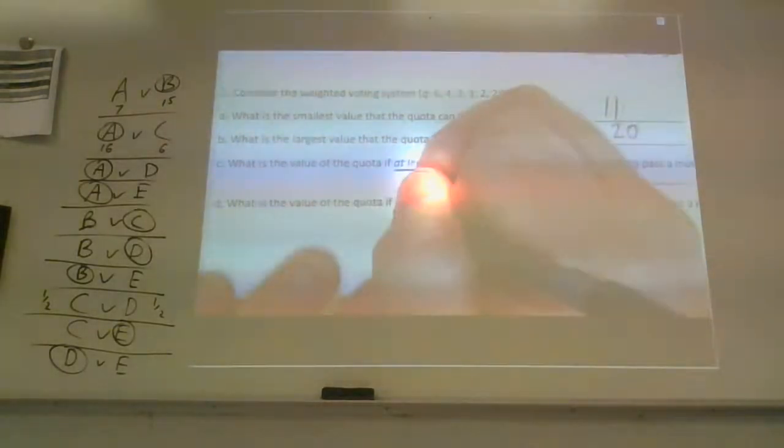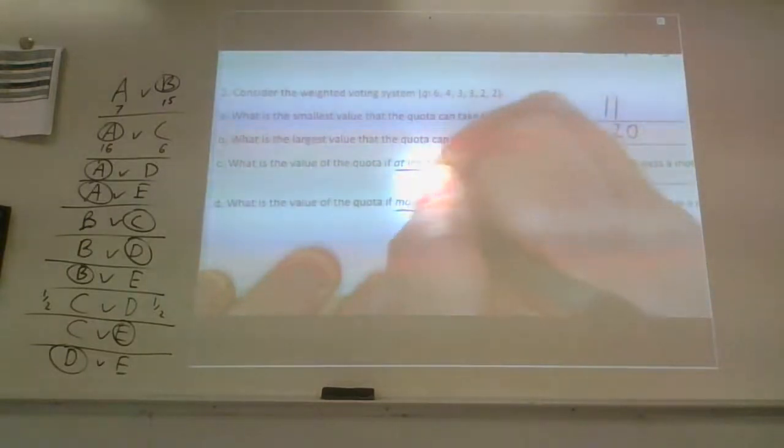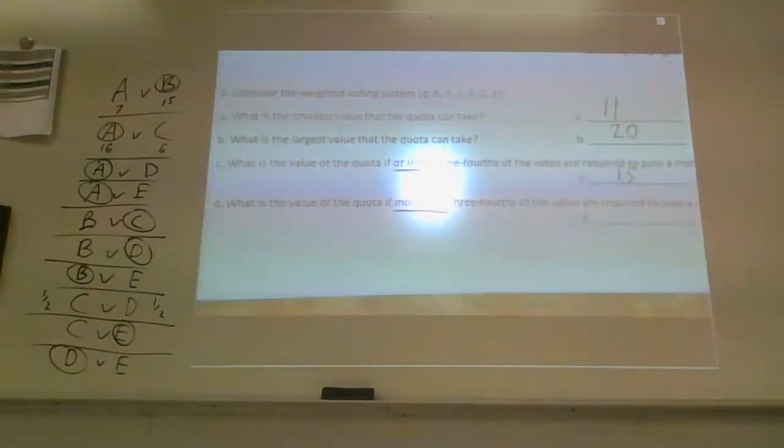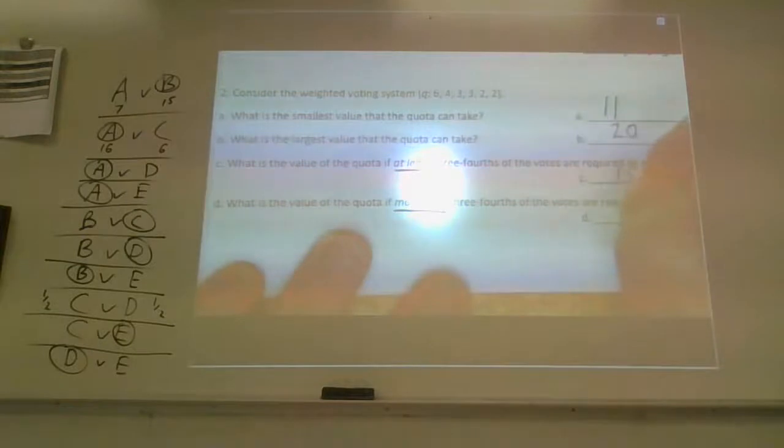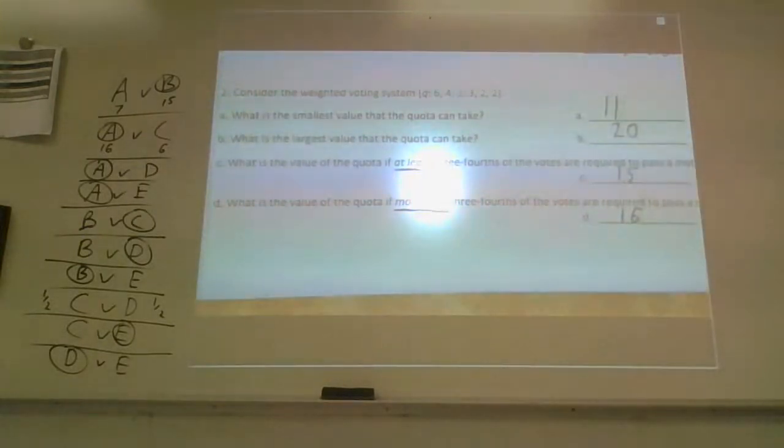But then, part D, more than. What if you needed more than 75%? What if you needed more than 3/4? Well, 16 votes would then be needed. It really depends on what your organization agrees upon. Everyone has to agree upon the rules that are being voted upon. And then if they agree that has to be more than 3/4, then this is the language that takes place.